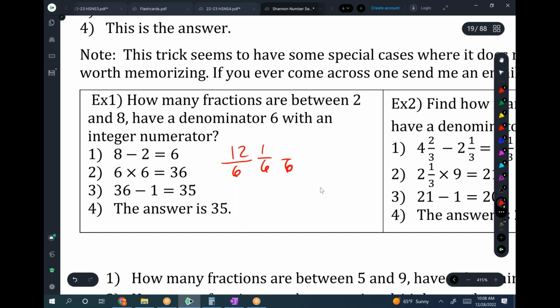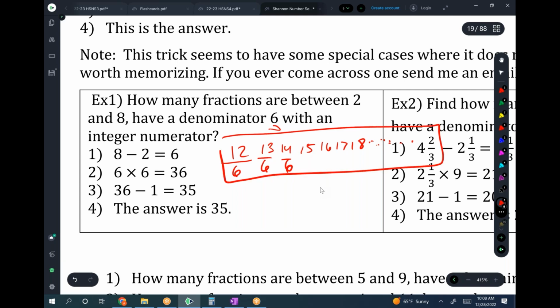Okay, so think about denominator 6. I was doing 8. But 12/6 is 2. That would be 13/6, then 14, 15, 16, 17, 18, and so on, all the way to what would be 18 times 6. It'd be pretty far, right? But how many of these fractions can you make with a denominator of 6 and a whole number numerator?